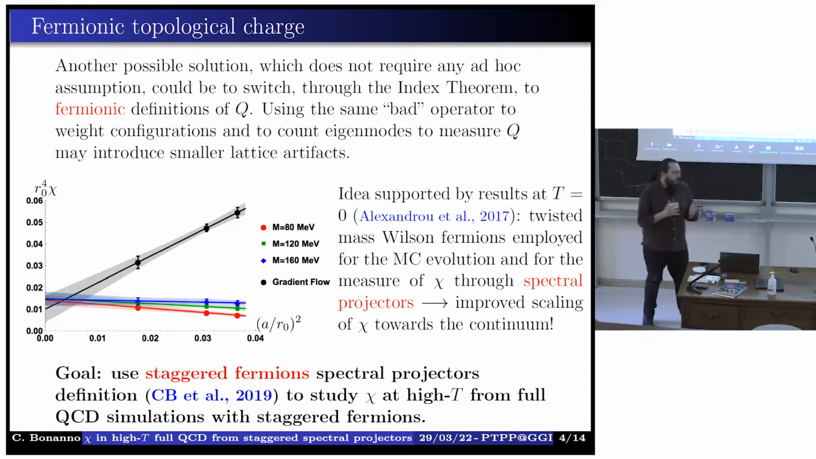So the main goal of this work is to adopt a similar strategy, but using staggered fermions, and in particular adopting the same definition that has been given in this work, where I contributed, in order to study chi at high temperature in full QCD simulations where staggered fermions have also been employed in the action.